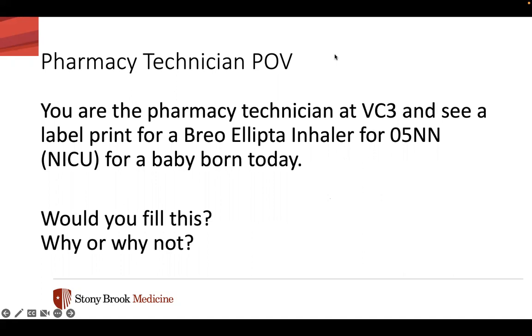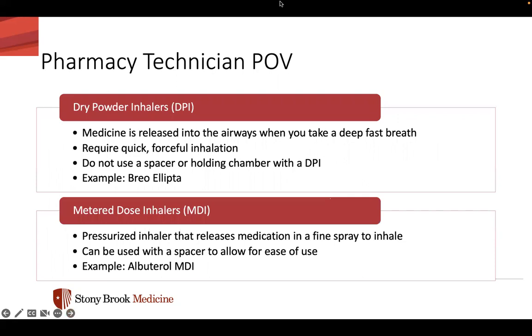Good, yeah. So this is leading into a teaching point I would like to share with you. There's other types of inhalers. There's dry powder inhalers versus metered dose inhalers. So with dry powder inhalers, the medicine's released into the airways when you take a deep, fast breath in. So it requires a quick, forceful inhalation, and you can't use a spacer or any holding chambers with the dry powder inhaler. An example of one is Breo Ellipta. And then metered dose inhalers are different. They're pressurized inhalers and they release the medication as a fine spray to inhale. Those you can use with a spacer to allow for ease of use. An example of that is an albuterol metered dose inhaler.